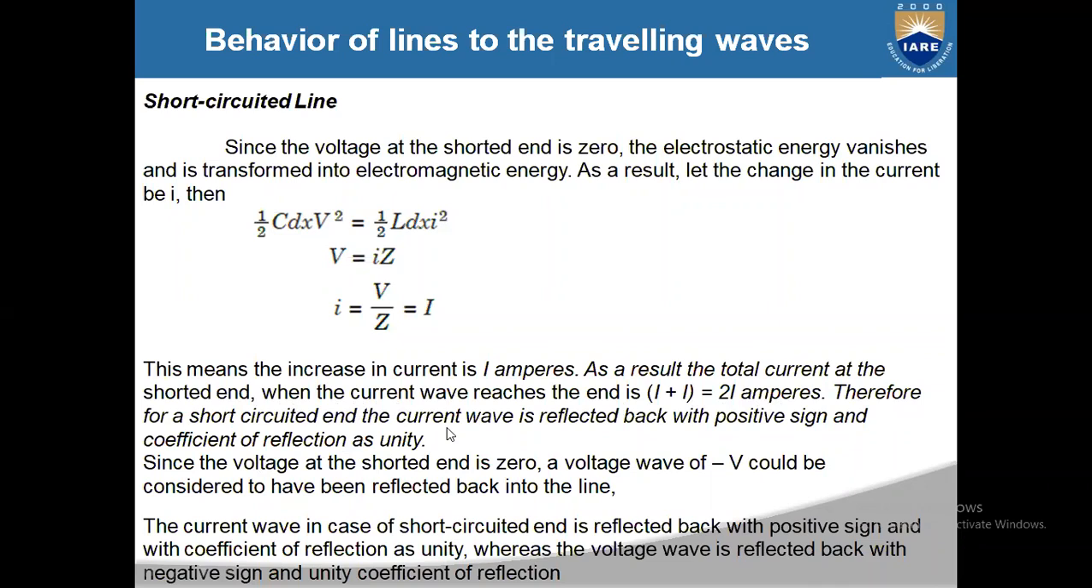So for the short circuited end, the current wave will be reflected back with positive sign, and the coefficient of reflection will be unity, and the voltage wave at the shorted end is 0. Which is nothing but a voltage wave of negative V will be there.